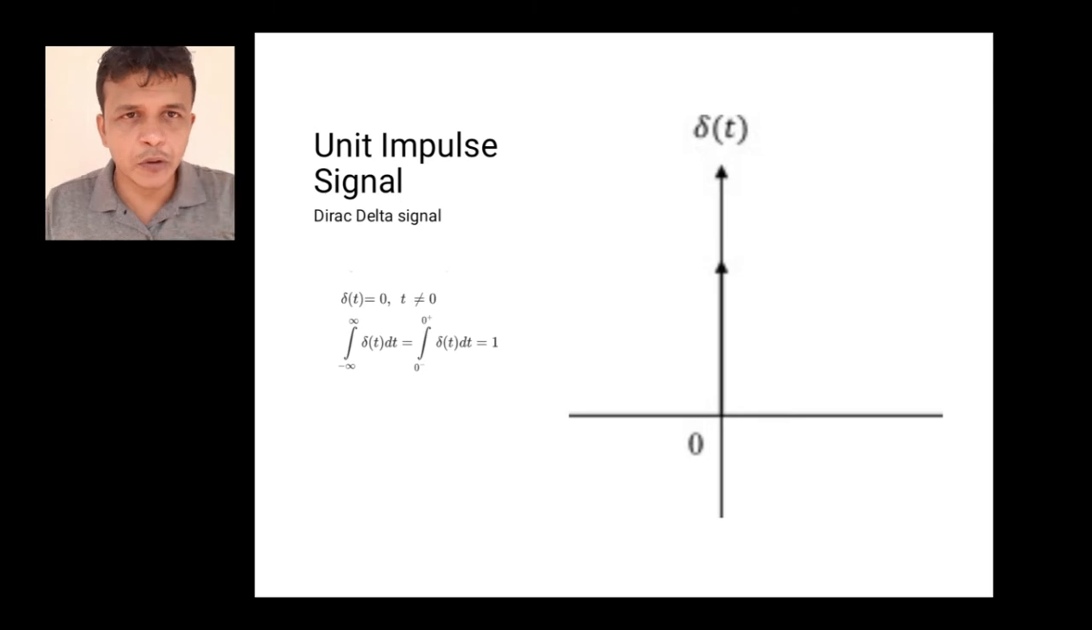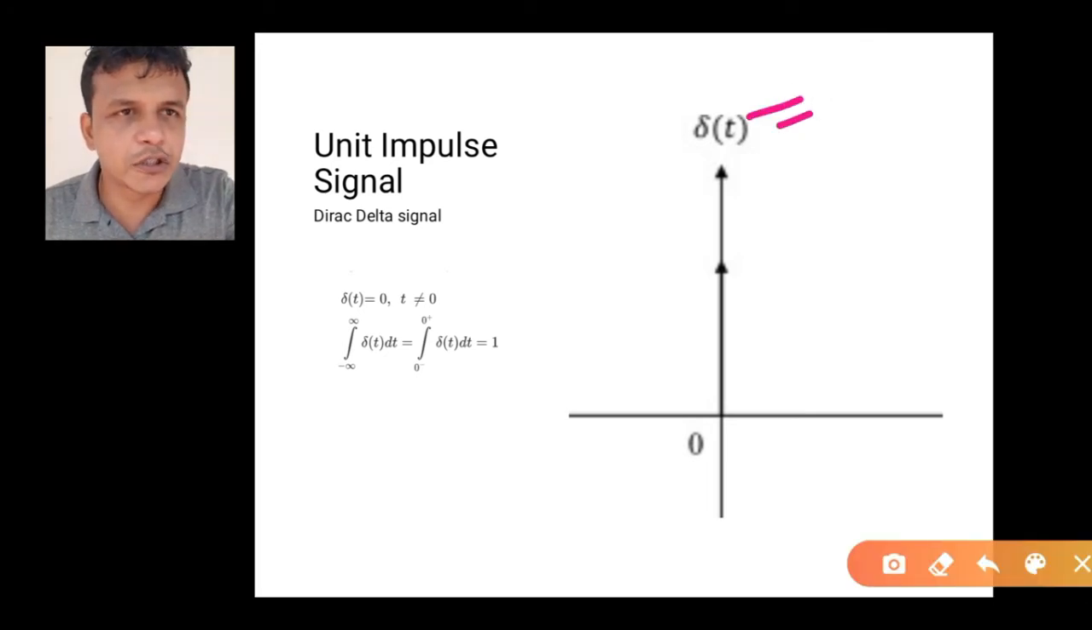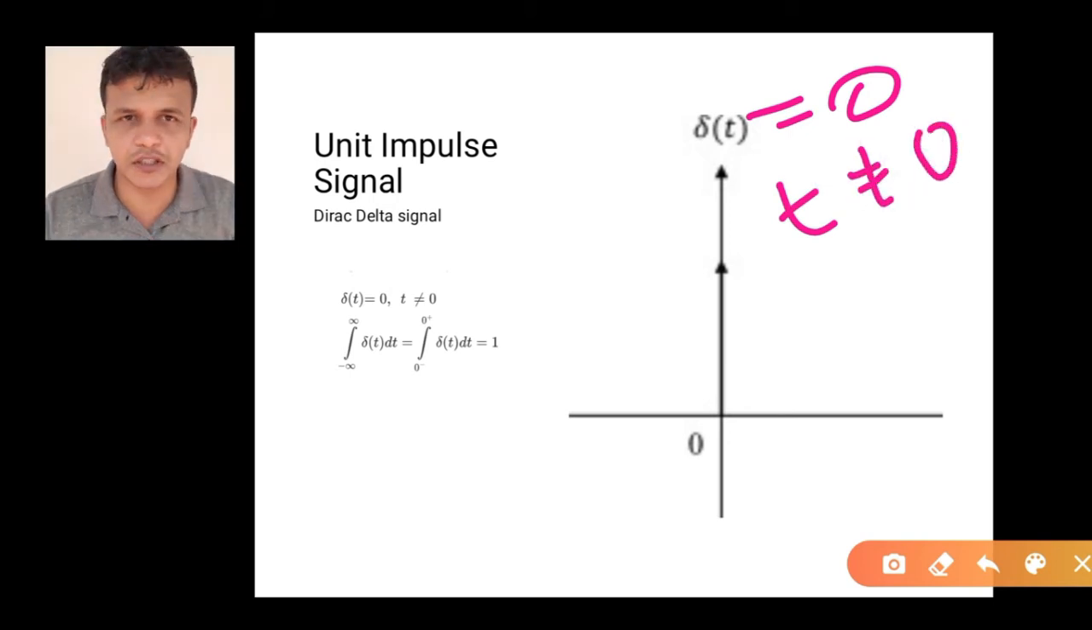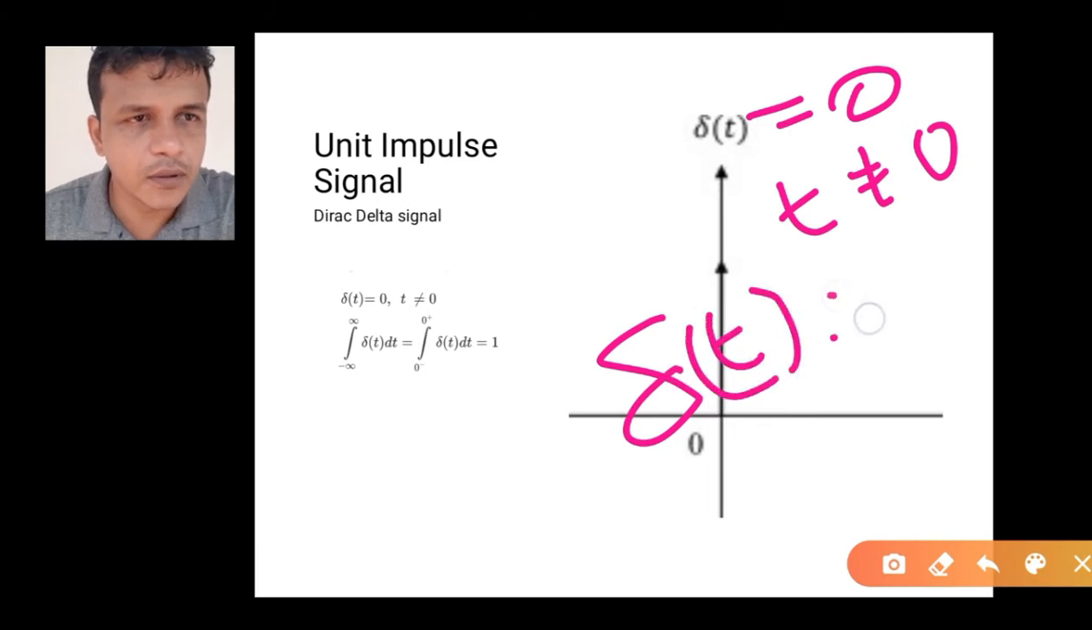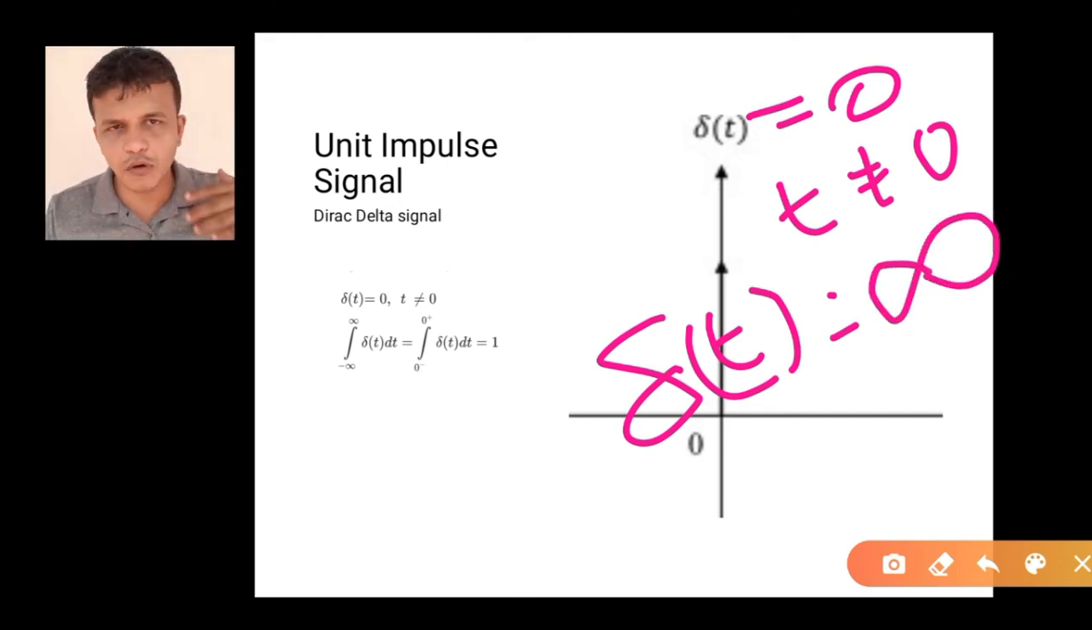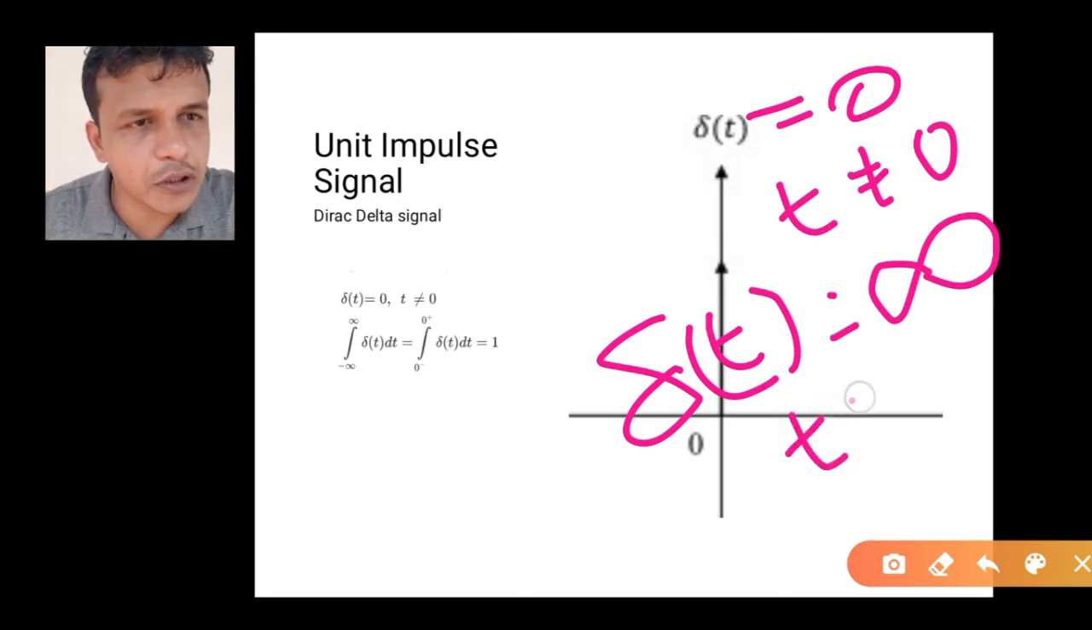Here, for the unit impulse signal, the notation is del of t, along the y axis. Del of t is equal to 0 for t not equal to 0. And what is the value of del of t at t equal to 0? Should it be 1? No. Del of t should be infinity. The amplitude goes on. It is infinity at t equal to 0.